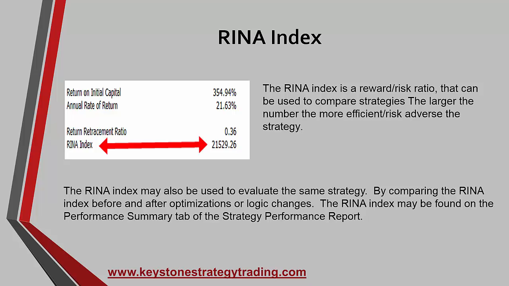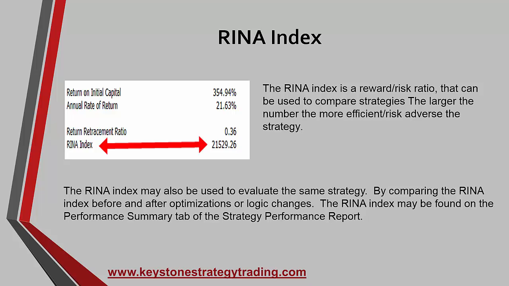So if you're using a different platform, I'm sure there are other calculations or metrics that you can look at, but essentially what you want to find is a risk-reward ratio that will help you evaluate, as you're going through the process, is your strategy getting better or worse? And it takes into account not only the profit, but time in the market and drawdowns. For example, if you're comparing two different strategies, the one that has a RENA index that's higher is actually a better strategy because it has a better risk-reward ratio.